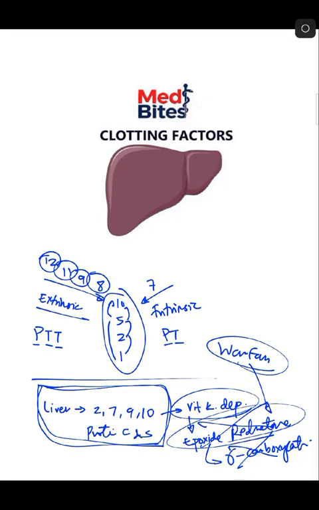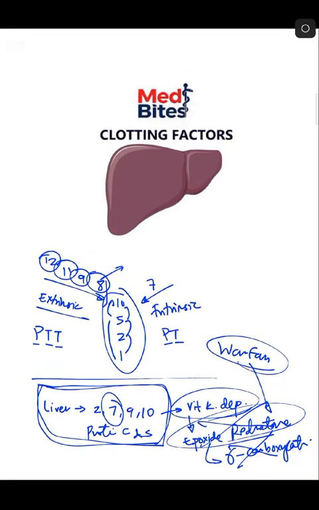And the first factor that's lost is going to be factor 7 because it has the shortest half-life. You also have to know, just quickly, that hemophilia type A is deficiency in factor 8. So just remember the letter A sounds a lot like 8. And factor 9 is going to be hemophilia type B, which is also known as Christmas disease.